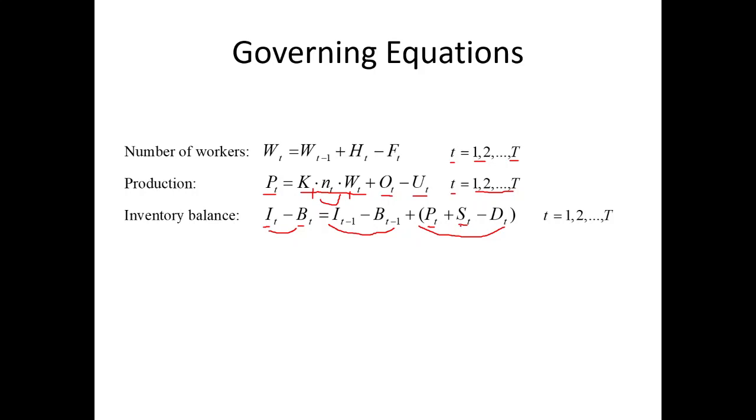And of course, the summation of these two terms will give us what? It will give us the total quantity that will be made available during period T. And then we subtract from that the demand in period T, which is the forecasted demand for the aggregate unit. And again, this equation will be repeated for all indices T from 1 to capital T. So this is called the inventory balance equation.